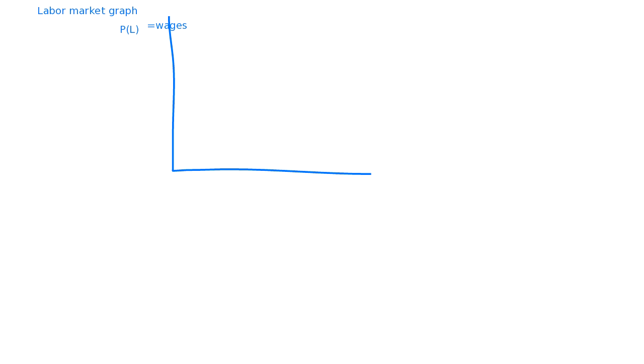And then the quantity of labor is the hours worked. Or you could measure it in days worked, or months, or years, however you want to do it. Years is a little too long to discuss, but we're going to say hours for right now. So the hours worked, and you have your typical graph like that.